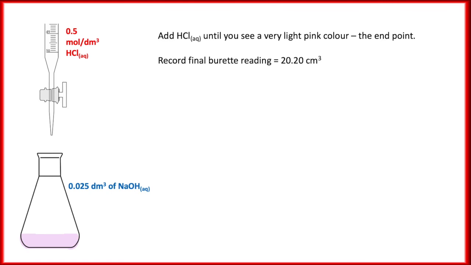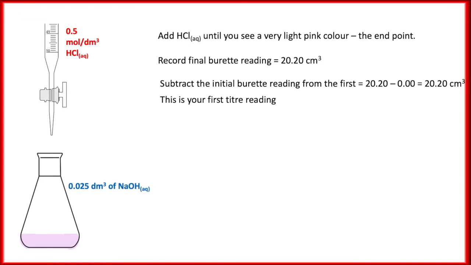You then record the final burette reading, and let's say my final burette reading is 20.20 centimeters cubed, and I subtract the initial burette reading of 0 from that to find my titer reading. And so that's quite straightforward. The first titer reading is 20.20 centimeters cubed. Now this is normally a bit of a rough estimate, so now we know it's going to take about 20 centimeters cubed to neutralise or to carry out the reaction, so we can repeat the experiment. And we repeat until we obtain two of those titer readings within 0.1 centimeters cubed of each other.